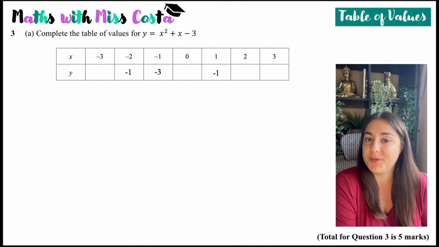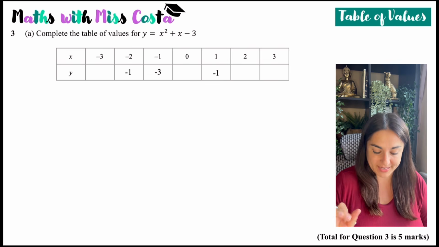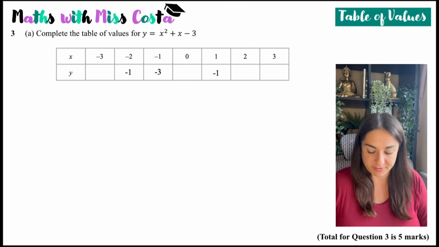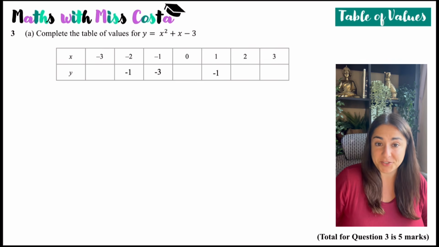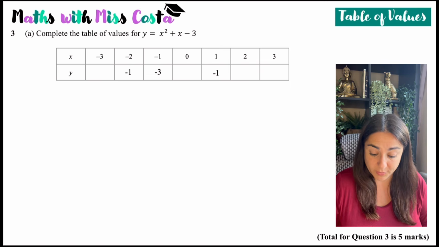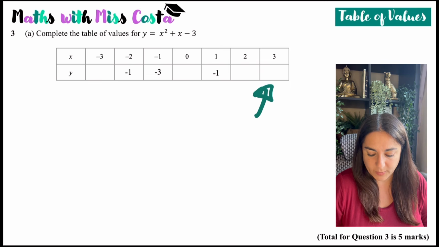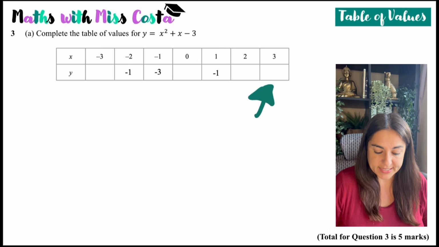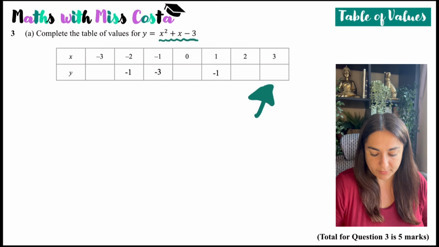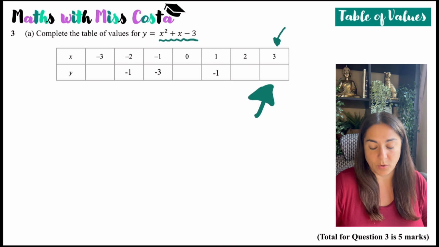Okay, so in this question, we've got a quadratic graph, but the first part is to fill in and complete a table of values. Now, this is a calculator paper, so it should be quite straightforward, but I'd still recommend always starting from the right, as that is where your positive numbers are. So it says complete the table of values for y equals x squared plus x minus 3. These are your x values, and you do them one by one.